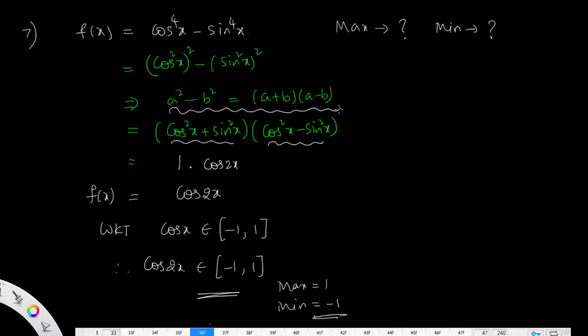Cos square x plus sin square x is 1. Cos square x minus sin square x is obviously cos 2x. So the cos x range is minus 1, 1, whereas cos 2x also belongs to the interval minus 1, 1 only. The graph comprises the form of cos 2x. Cos 2x always lies in the interval minus 1, 1 only. The graph will be synchronized, but the maximum value is obviously 1 and the minimum is minus 1 only.